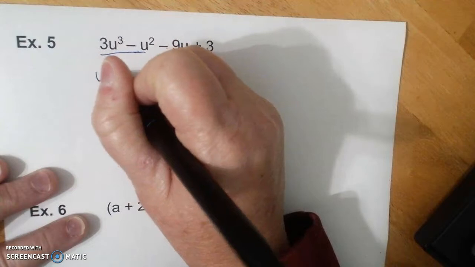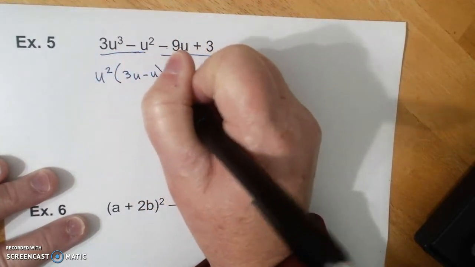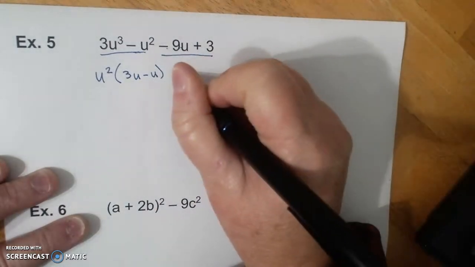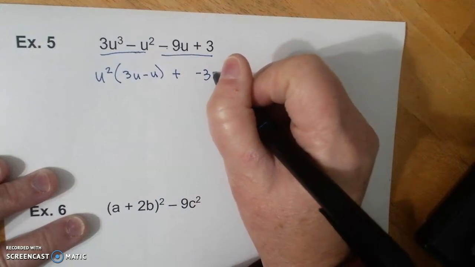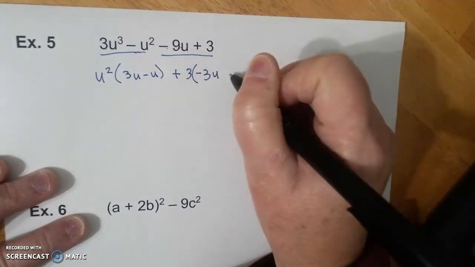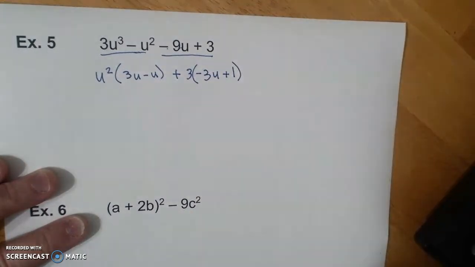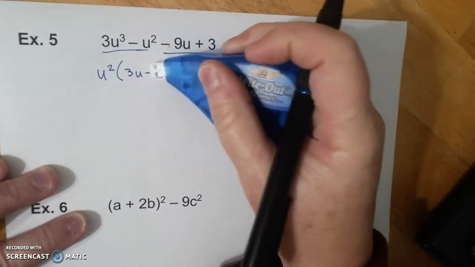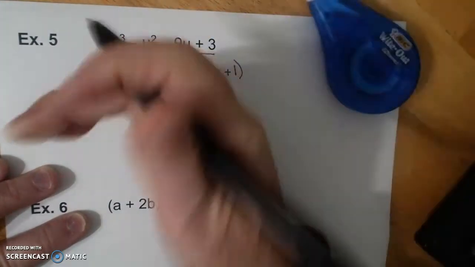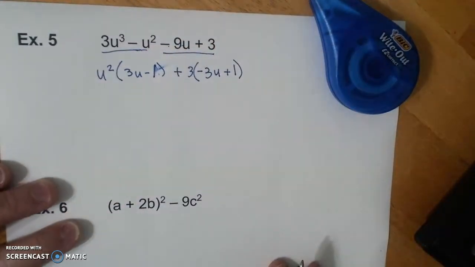I'm going to take a u squared out and have 3u minus u. And then I also have a 3 out, so that's a -3u, a 3 here, plus 1. Oh, and I totally messed that up. If I took a u squared out, this would be -1. Oh, that's a 1. I smudged it.